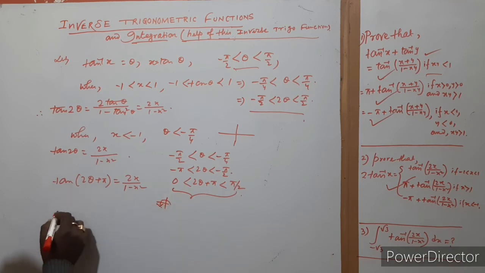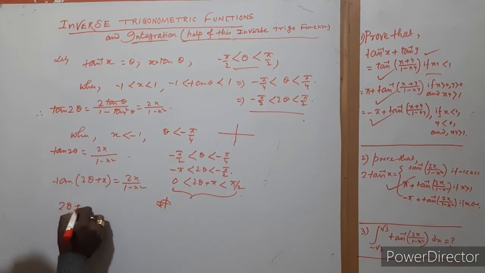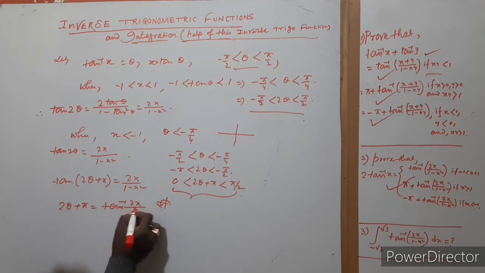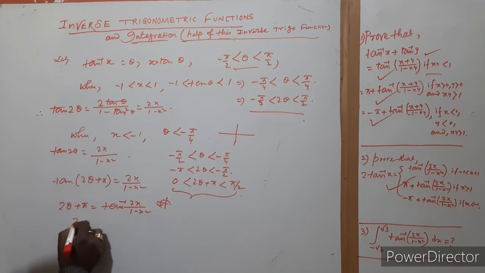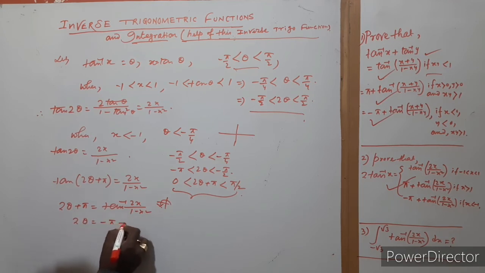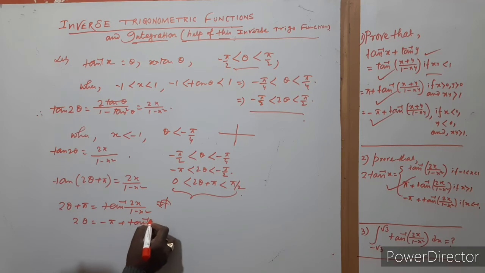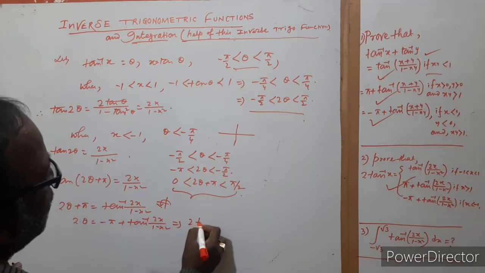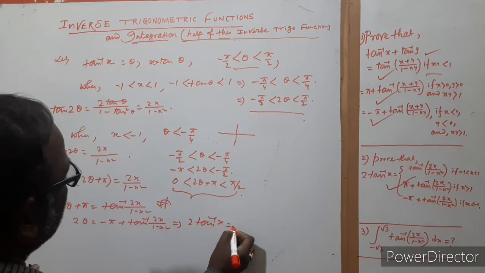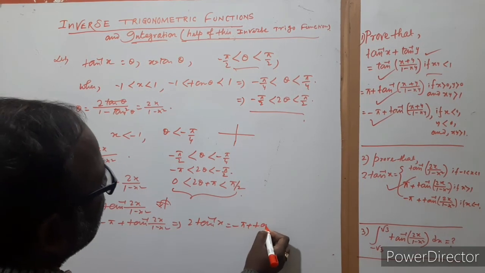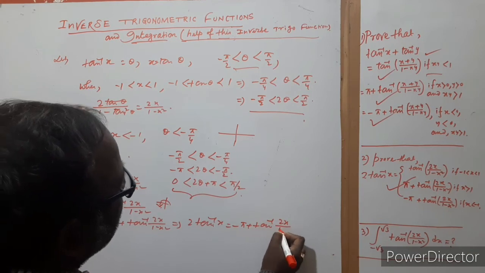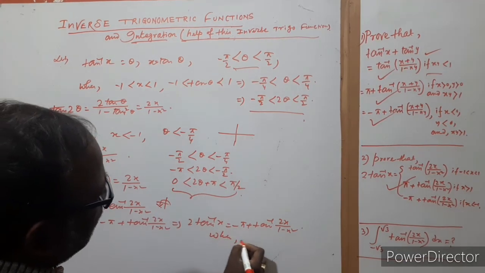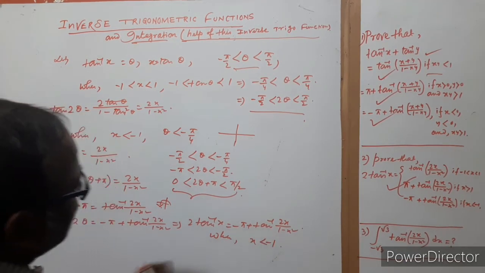Okay, right. So 2 theta plus pi is equal to tan inverse 2x by 1 minus x square. So 2 theta is equal to minus pi plus tan inverse 2x by 1 minus x square. So 2 into tan inverse x is equal to minus pi plus tan inverse 2x by 1 minus x square when x is less than minus 1.